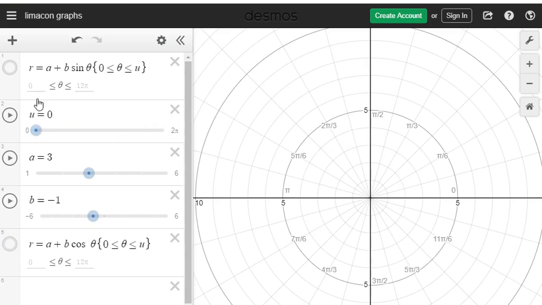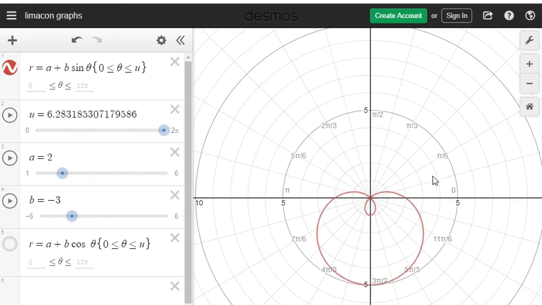If I have r equals 2 minus 3 sine theta, I'm going to have an inner loop again. Notice I'm starting at 2 because when sine is 0, it's 2. Since it's minus 3, it gets closer to the axis. And then once we get past pi over 2, it's actually going to cycle back around. At pi over 2, we actually are at negative 1 because 2 minus 3 is negative 1. So that means that at pi over 2, we're actually backwards down here.